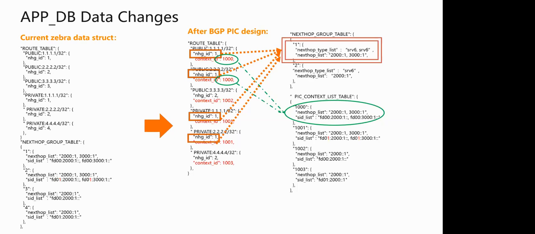Are there any cases where pick context 1000 and 1001 have different next hop lists? You could. Right now, in this example, 1000 and 1001 share the same next hop group, which is why they have the same next hop group list. But hypothetically, if they don't share, then you would have different next hop group lists. Yeah, I see. Thank you.